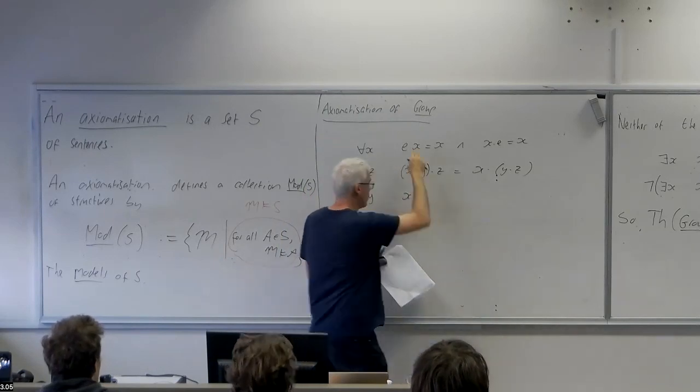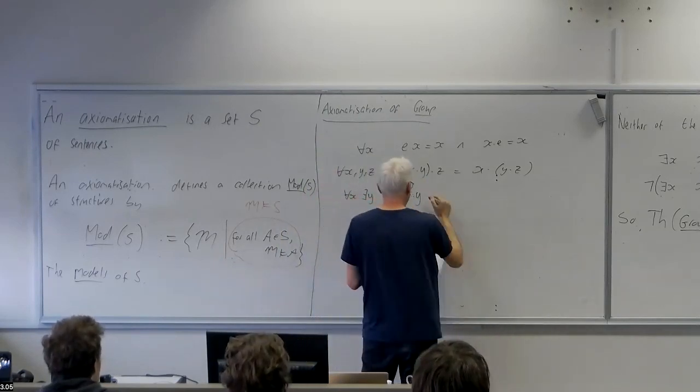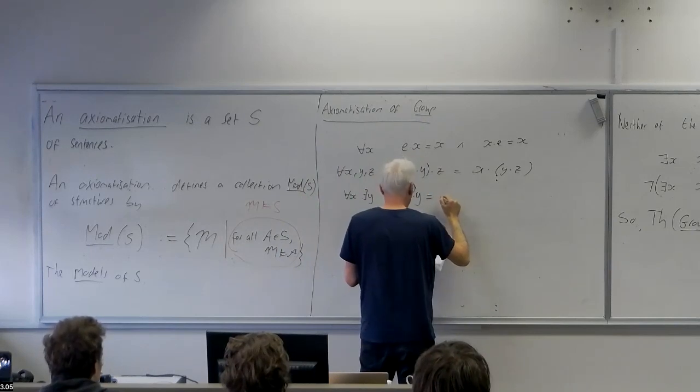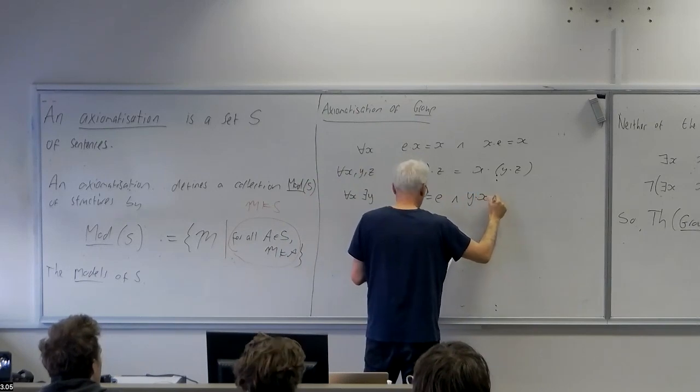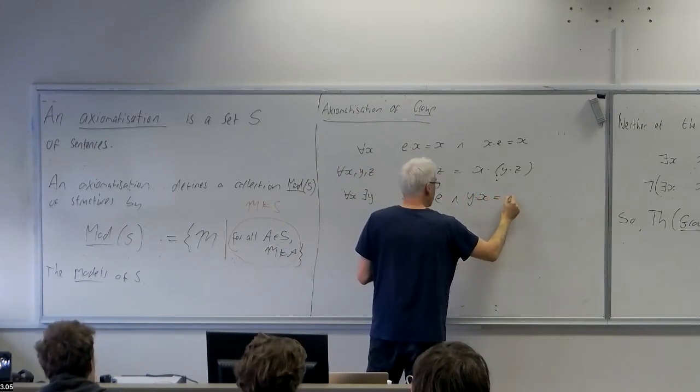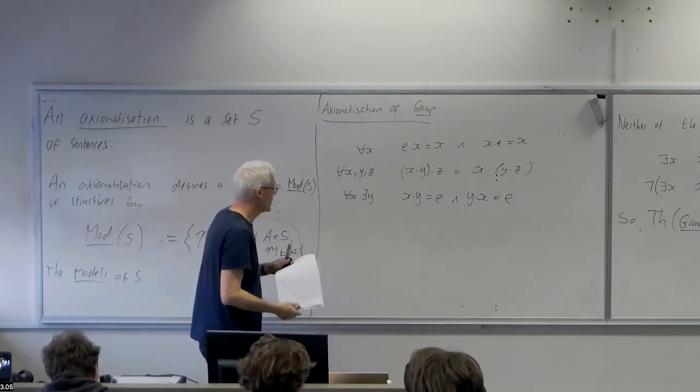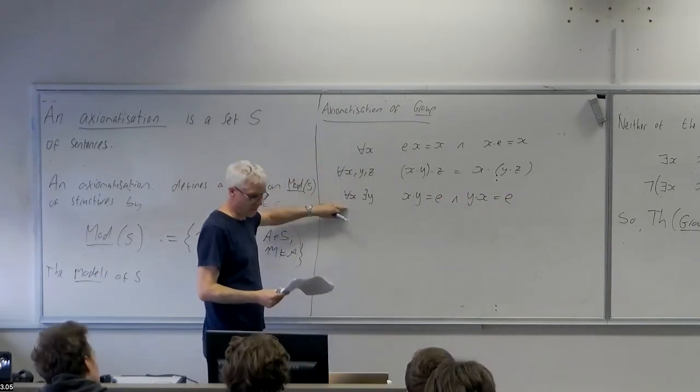And in fact, you can prove that it follows from these axioms that the inverse is uniquely determined by the element it's an inverse for. Anyway, let's not bother going into such things ourselves. So these are the axioms for a group.